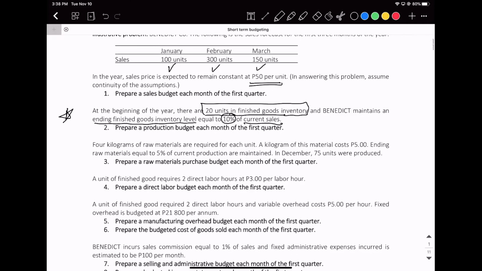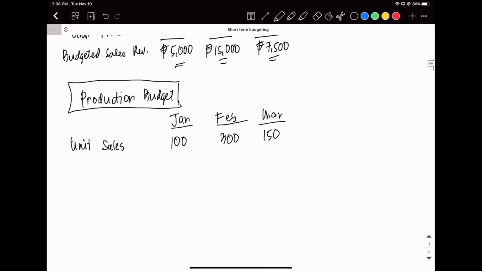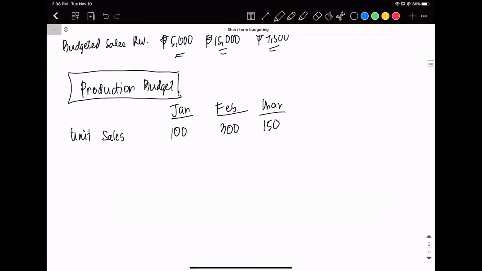Anyway, meron tayong beginning. So sir, paano yun? In preparing the production budget, sabi ko nga, unit sales naman talaga ang starting point. Pero we have to add the requirement, that is your ending inventory. All of these are in units. So ano yung ending inventory, sir? According to the problem, we have to maintain 10% of the current sales. So ilan yung 10% ng current sales? 100 times 10%, this should be 10. 300 times 10%, this should be 30. 150 times 10%, this should be 15. Di ba madali lang?